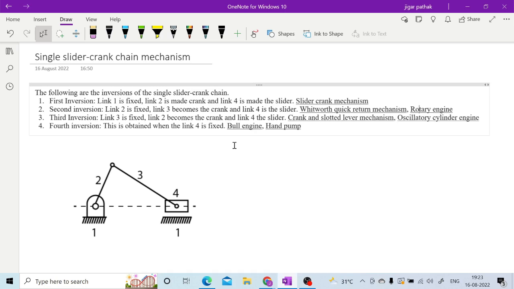In the third inversion, your link 3 is going to be fixed. That is nothing but your connecting rod, right? So now what are you going to get with this one? That is the crank and slotted lever mechanism and oscillatory cylinder, right? We will see both one by one. So first is this one, crank and slotted lever mechanism.